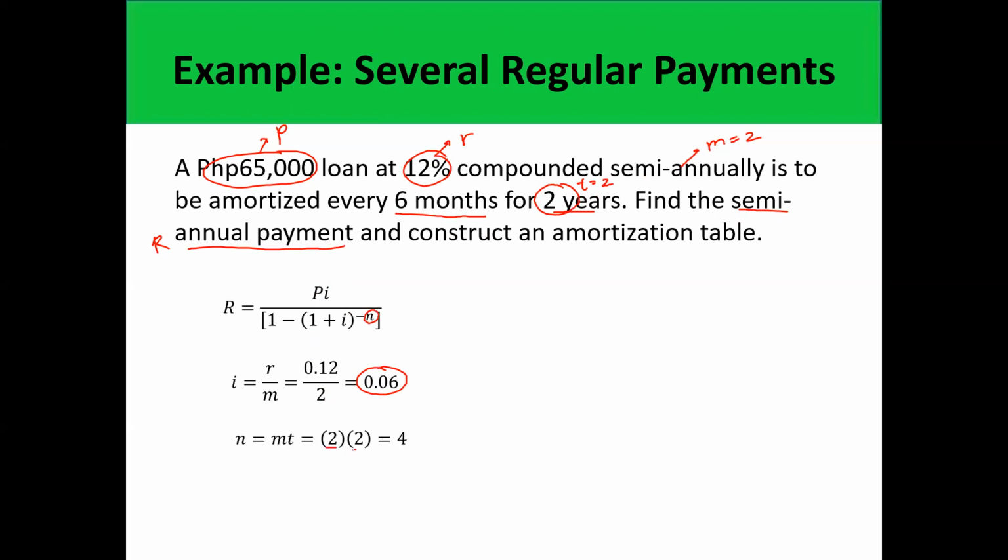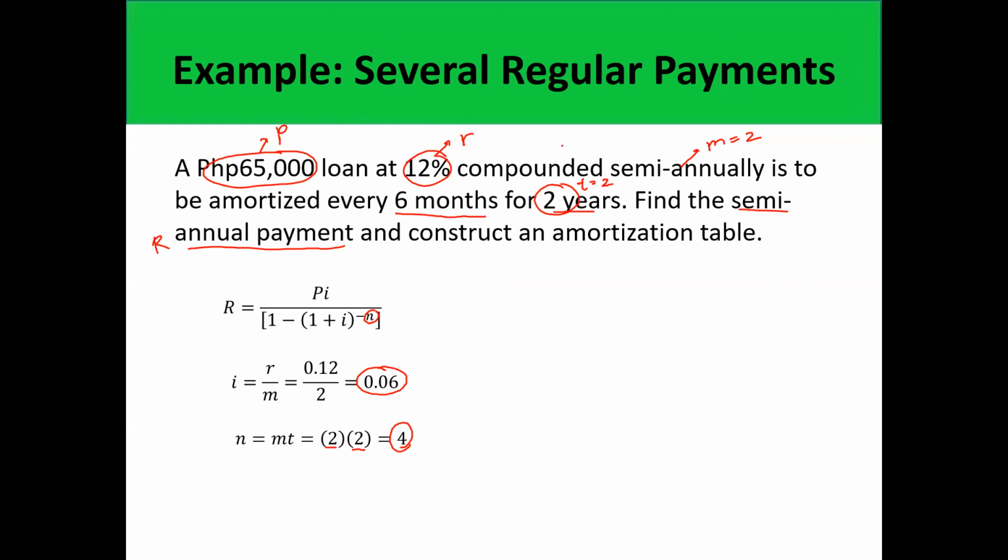Since M is 2 and T is 2, then N must be equal to 4. So this means that in 2 years, there should be 4 periods or 4 payments. So that means you need to settle this loan with the corresponding interest charges 4 times, not in 2 years. So you have to finish it paying 4 times, not in 2 years.